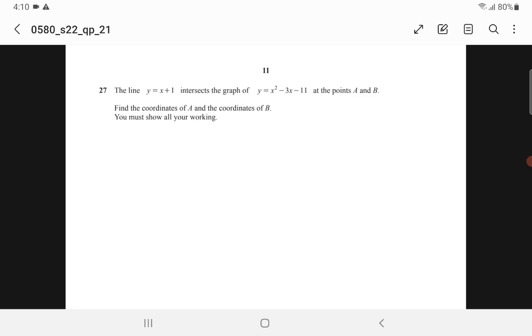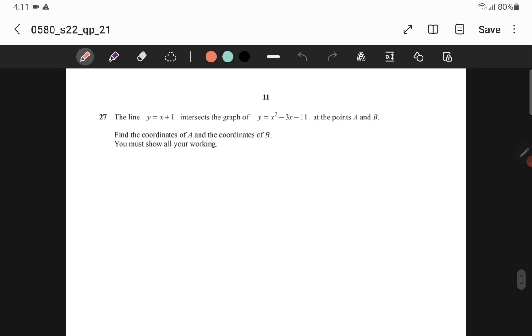Okay, the concept is a is a coordinate, b is a coordinate, which is all the coordinates should match in both equations, right? So I have y is equal to x plus 1, y is equal to x squared minus 3x minus 11. So let's do the substitution. I think it's correct. Okay. I will replace the y over here with this. So x plus 1 is equal to x squared minus 3x minus 11.